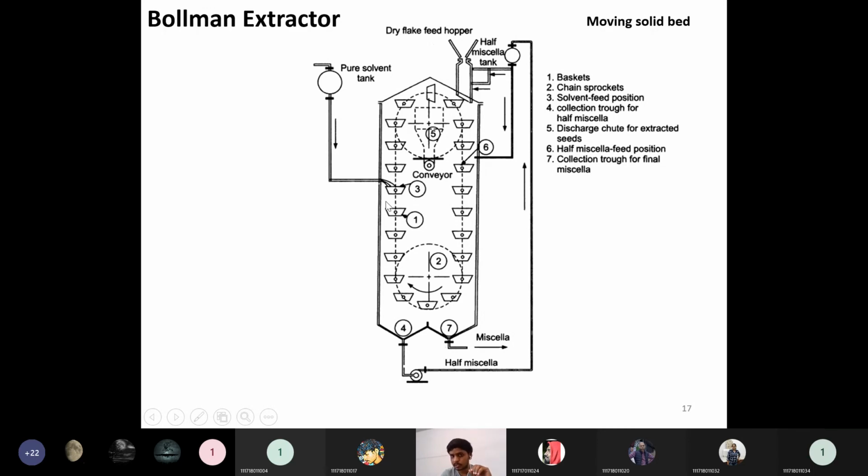These are the fresh solids, or these are the spent solid section. This is the fresh solid section, this is the spent solid section, and this is the spent micella section. This is the fresh solvent section. So the fresh solvent will be coming in contact with the spent solid, and the spent liquor, or half micella, is coming in contact with the fresh solids. Half micella is nothing but oil plus solvent. Then the half micella coming in contact with the seeds will be flowing using this conveyor belt, and this cycle will be revolving like this.